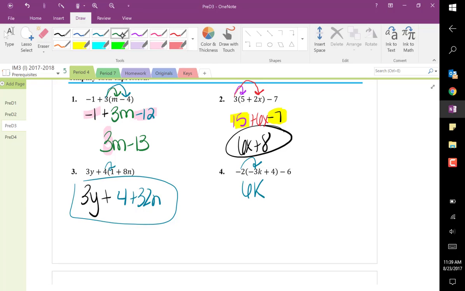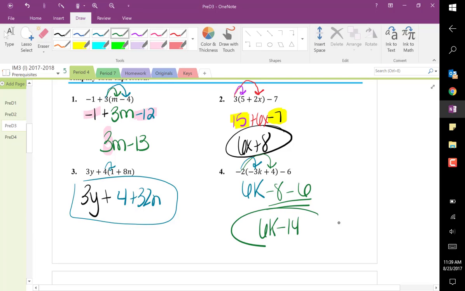Here's where I saw a couple errors. -2 times 4. Make sure that you also distribute to there. Is -8 and then -6. Right here, I can combine them. I get -14 and bring down the 6K. A lot of you did this, so I was really, really happy.